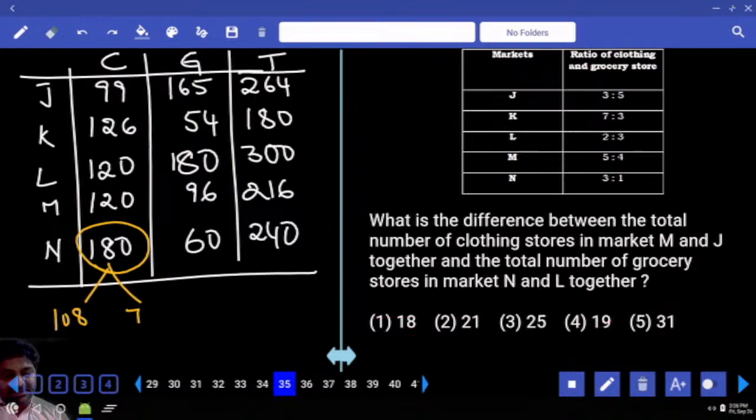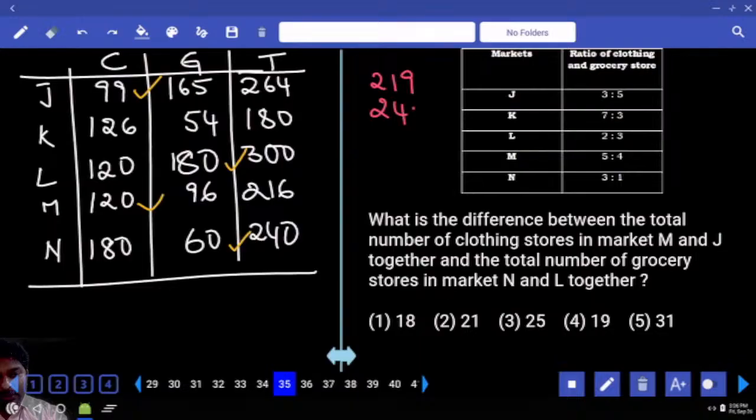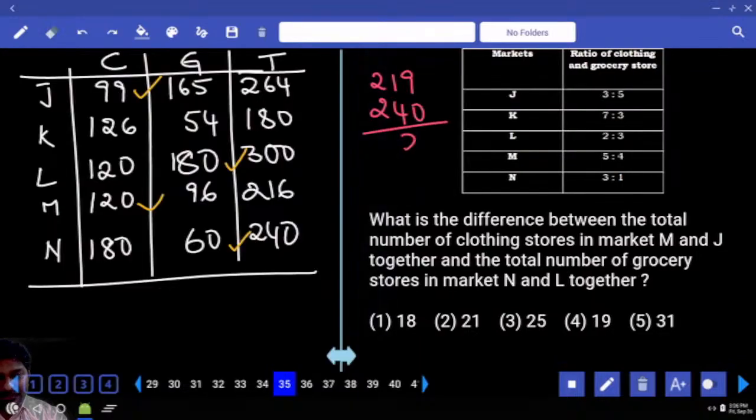What is the difference between the total number of clothing stores in M and J together? M and J together, which is equal to 219. Grocery stores in N and L together, which is equal to 240. Difference is 21.